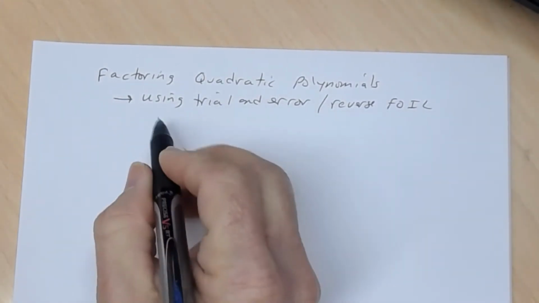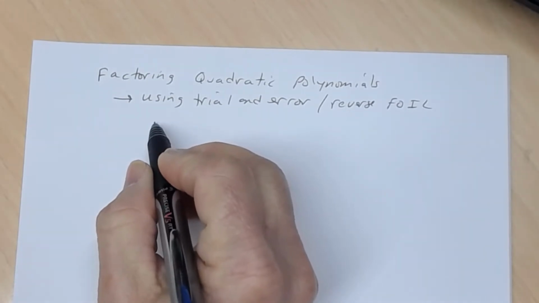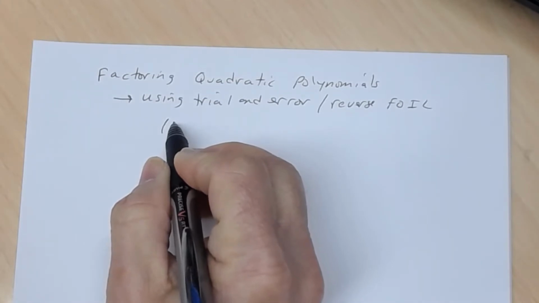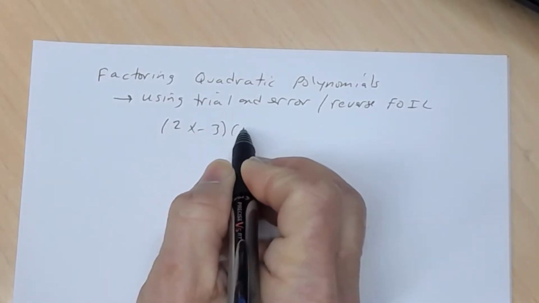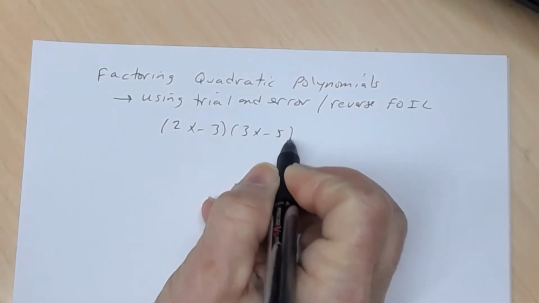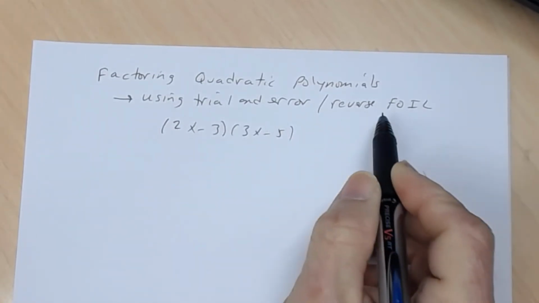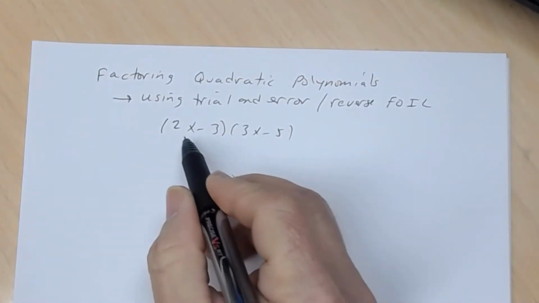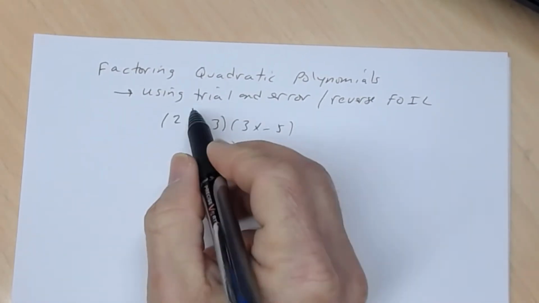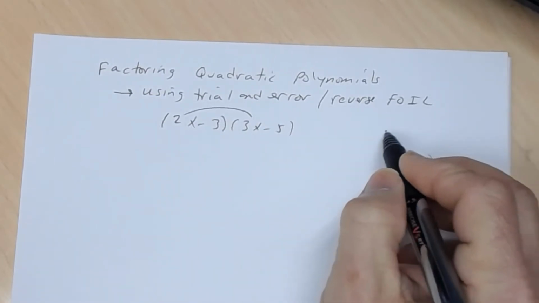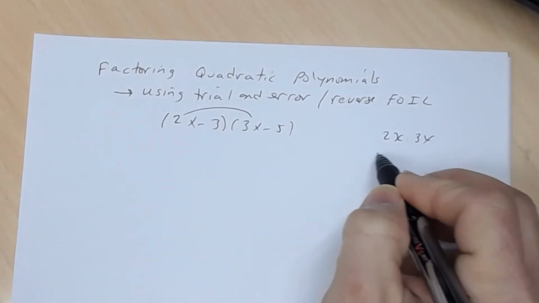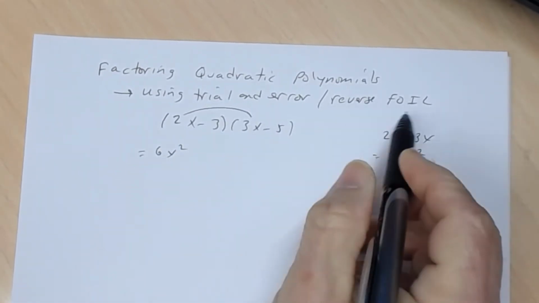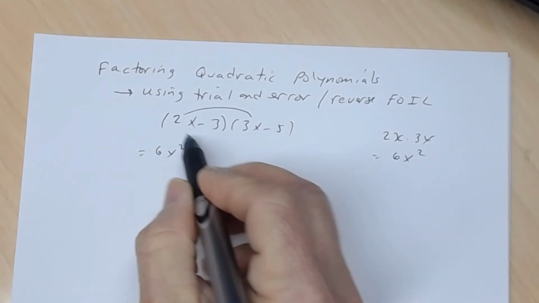So when you used the FOIL method in the previous course, you were multiplying two binomials. Let's suppose we had 2x minus 3 times 3x minus 5. You're multiplying two binomials, so we can use the FOIL method. Remember, F stands for first, the first terms of each binomial. So 2x times 3x is 6x squared. The O stands for the outer terms, the terms on the outside.